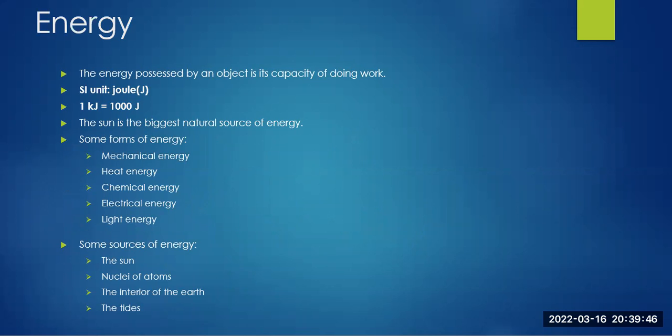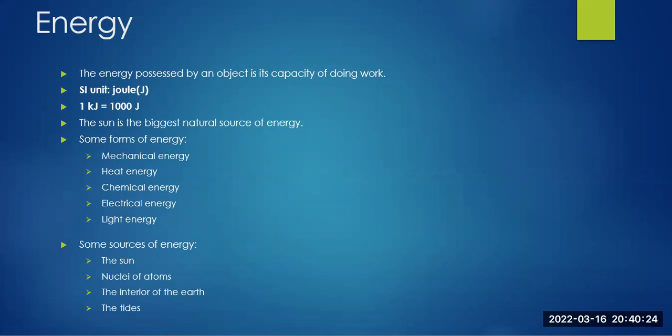First and foremost is the definition of energy, which is defined as the energy possessed by an object is its capacity of doing work. Its SI unit is the same as that of work done. Therefore, the SI unit of energy is joule, denoted by the symbol capital J. Sometimes we may have to use a higher or bigger unit for energy. Hence, it can be used as kilojoule, where 1 kilojoule is equal to 1000 joules.